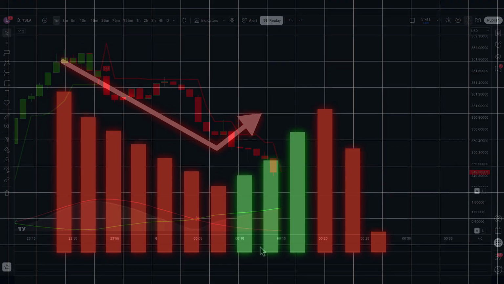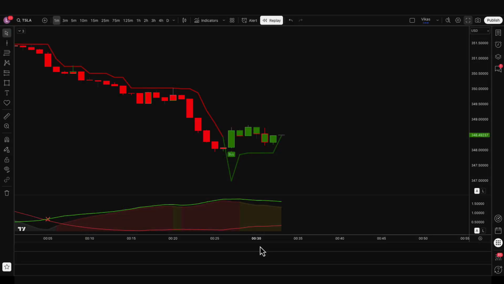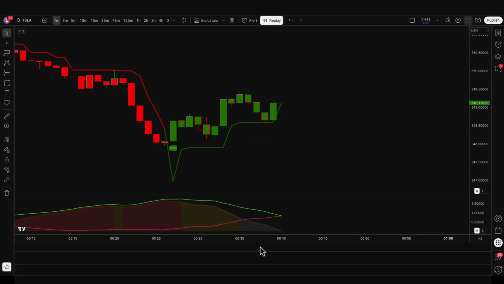Buy and sell signals are essential components of any trading strategy. They guide traders on when to enter or exit a position, ultimately impacting their overall success.